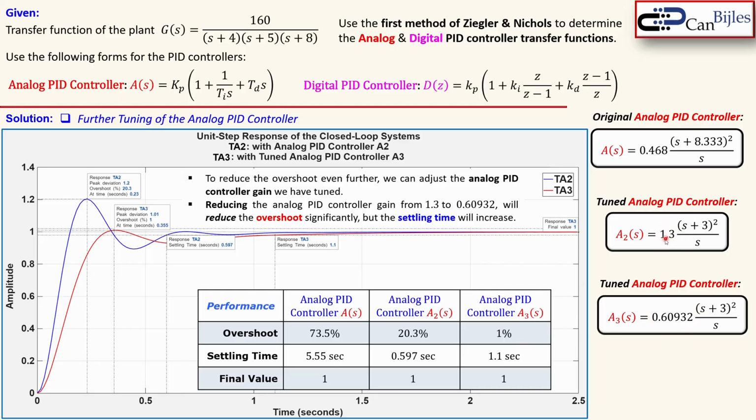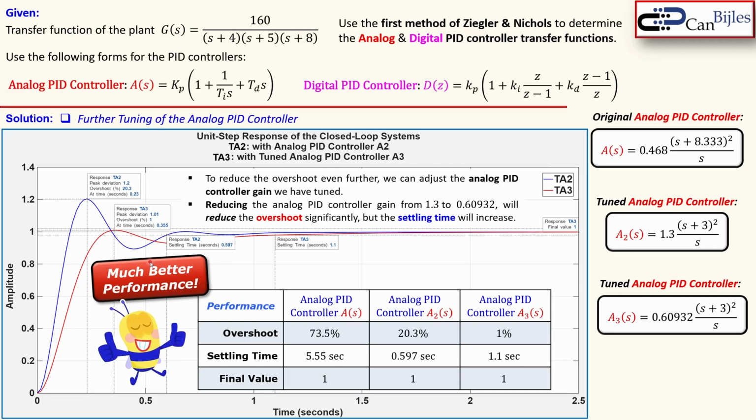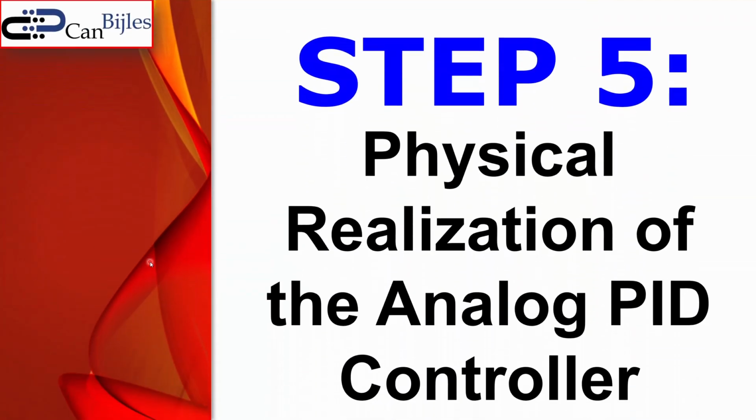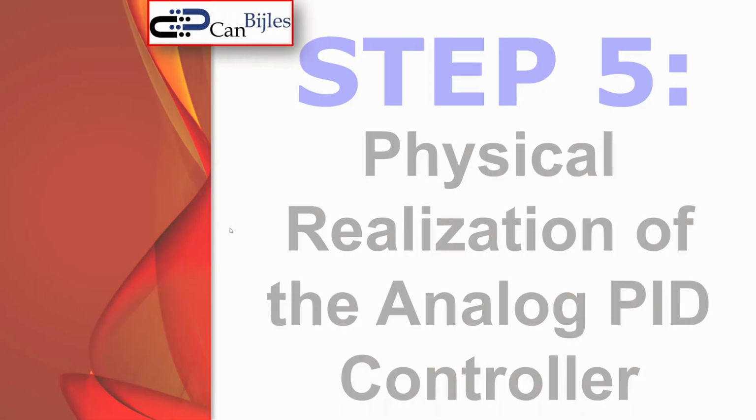If you increase it, for example, from 1.3 to let's say 5, you'll definitely have a larger overshoot, but your rise time will also be shorter, so you can rise in a much shorter time, if that is of course a very important parameter for your performance. So this is a much better performance, and you might say also let's keep this as a final design, and we are happy with this. All right. Now, step 5, we will now do the physical realization of this analog PID control we have just designed, which is A3, the final one. So let's see how we do that.